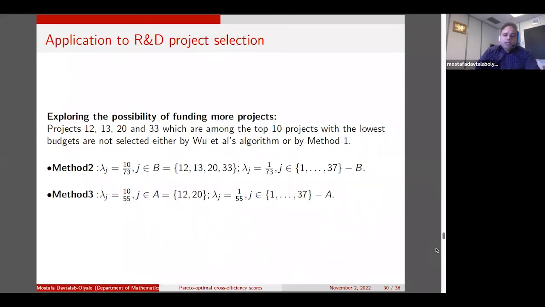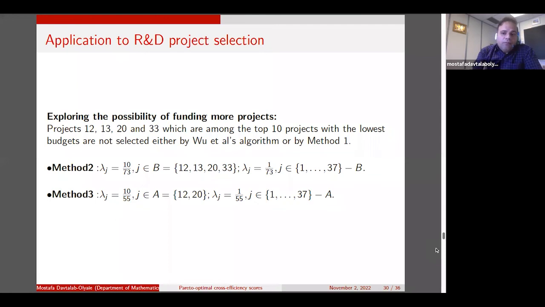We investigated that projects 12, 13, 20, and 33, which are among the top 10 projects with the lowest budget, are not selected either by the Wu et al. algorithm or by our approach. And so the question here is, is there any Pareto-optimal cross efficiency score set such that it provides better ranking for these projects? If there is, we may find more projects. To do this, we consider two weight profiles in the weighted sum approach when we convert our multi-objective model to a single objective model.